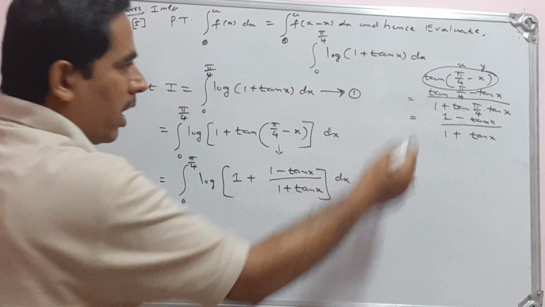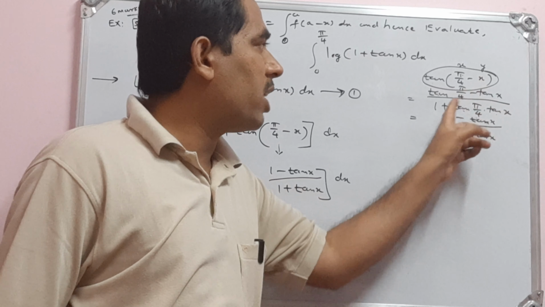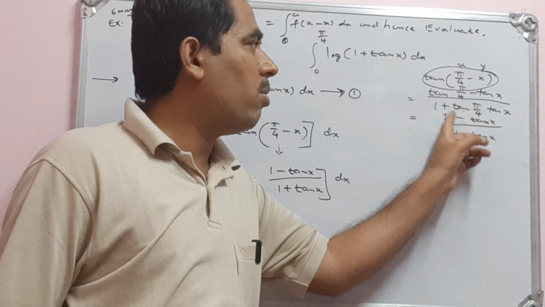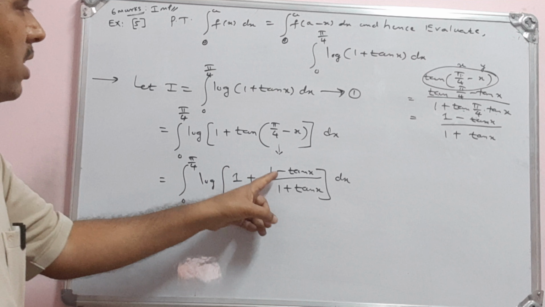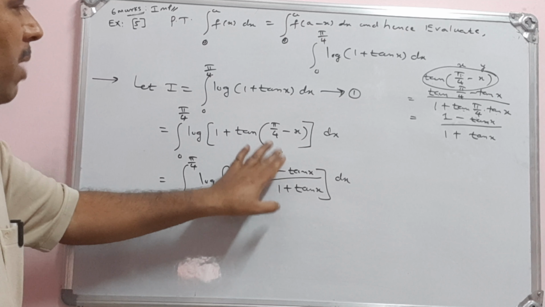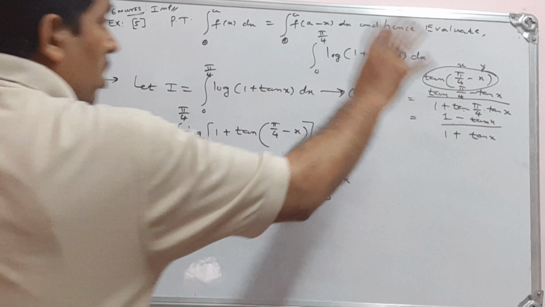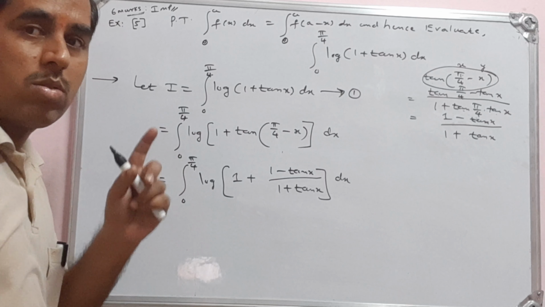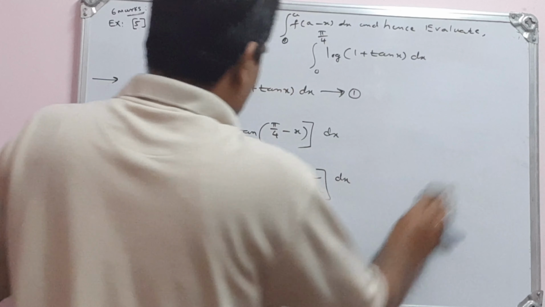You can write it directly. Just for your reference, I have written this: tan of pi by 4 minus x means tan x minus tan y divided by 1 plus tan x tan y, so I get 1 minus tan x by 1 plus tan x. Directly you can write tan of pi by 4 minus x as 1 minus tan x by 1 plus tan x. In this way we can note down these little things, so understand it correctly.